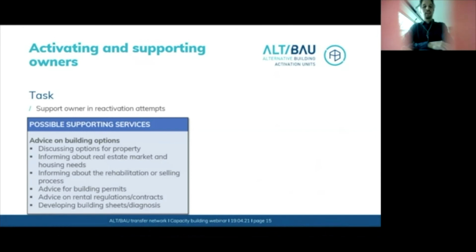Possible services which you can provide, but which you have to define before starting to work on this issue, are that you can provide advice, for example, on building options. You can discuss with the owner options for the property based on the real estate situation, but also on the building situation, and on the interests of the owner. You can inform them about the real estate market situation, also about housing needs, so what kind of demand there is for flats, what kind of flat sizes are wanted on the market, and what kind of amenities these buildings should have. You can also inform about the rehabilitation or selling process, so what needs to be done at what time, whom you have to talk to, and who can provide support. Also, you can give advice on getting building permits. So again, whom you have to talk to, what kind of documents you have to prepare. These are all necessary advice which partners can provide to ease the first steps of reactivating their buildings.